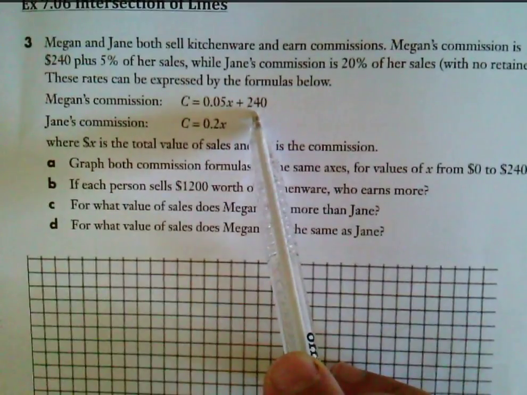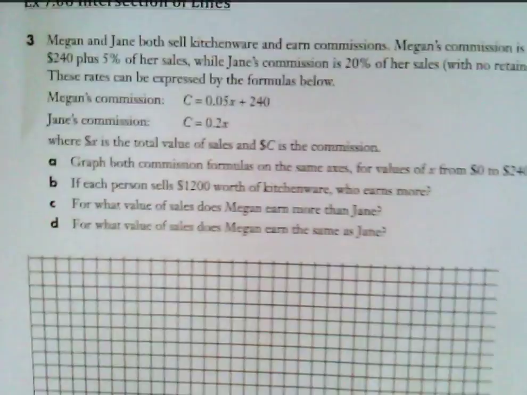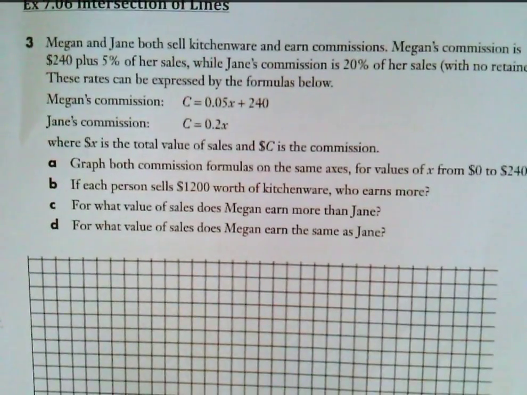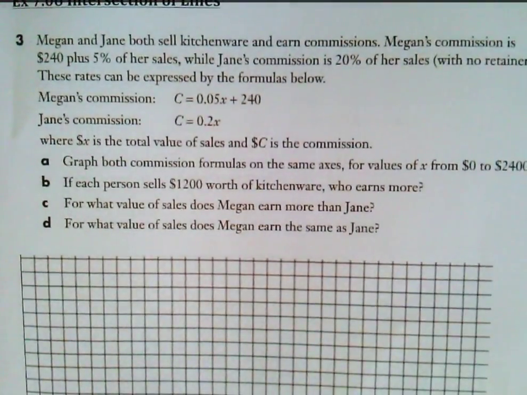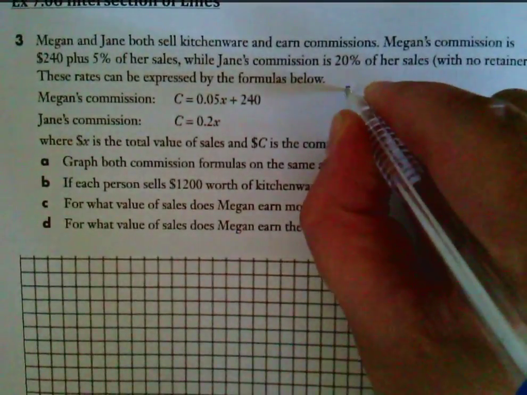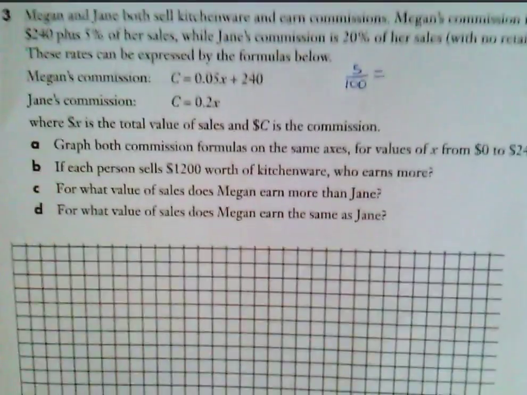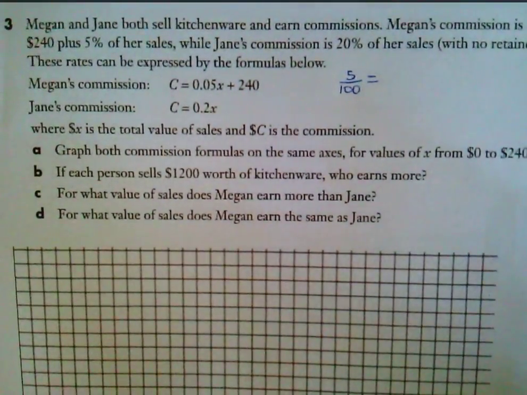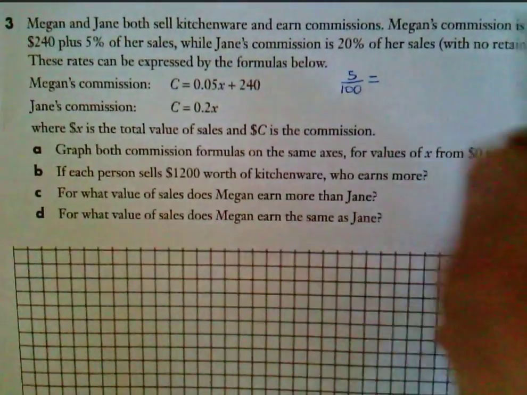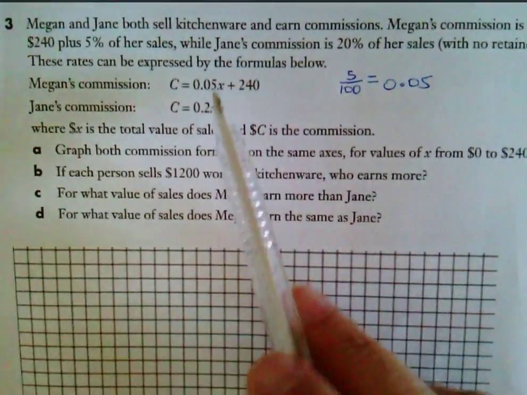So can you see the $240 plus, why do you think this is 0.05x? What does 5% mean? 5 out of 100. What is 5 divided by 100? You know when you divide by 100, you can do it on your calc, or you just move the decimal place back 2 places. It's 0.05.